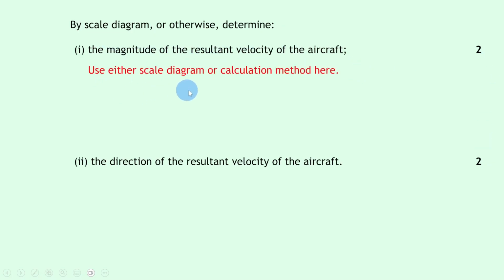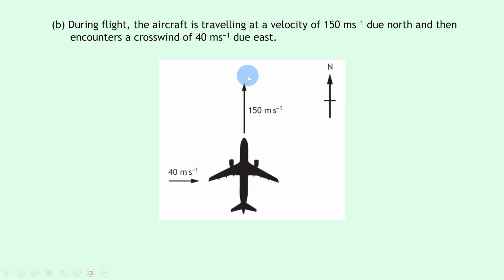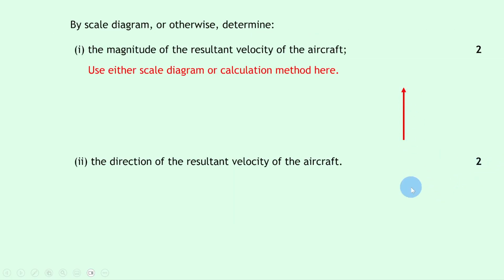Well, we want to use either the scale diagram or the calculation method here. And looking back at our diagram, we want to take these two velocity vectors and add them nose to tail. So I'm going to bring the tail of this smaller vector and join it onto the nose of this longer vector to create a right angled triangle. So doing that, we have our first velocity vector, which we'll label A, and that's 150 meters per second. And then we've got our second velocity vector, which we can label B, and that's the 40 meters per second.